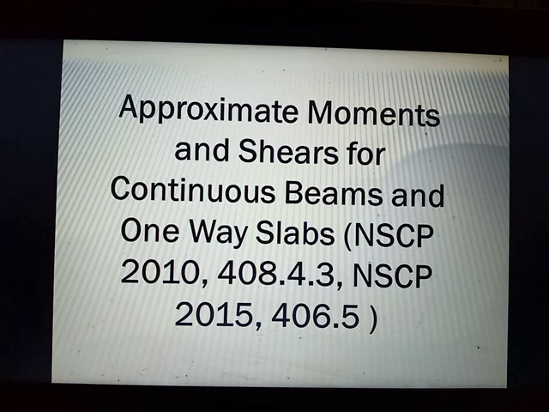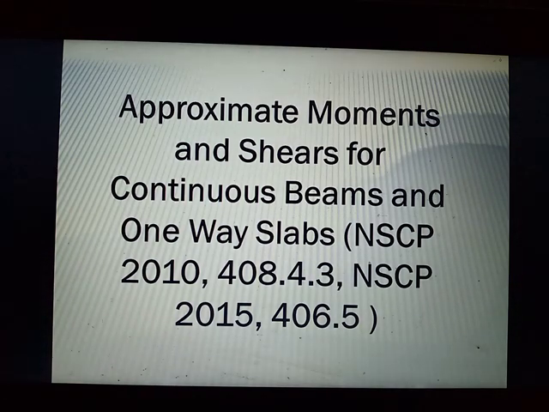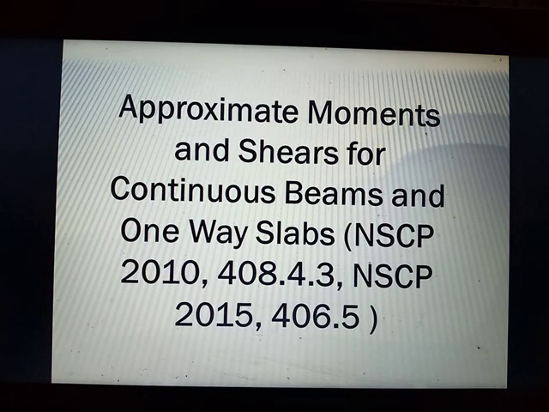So today we will be discussing a certain topic on structural theory. It is called approximate methods for moments and shears for continuous beams and one-way slabs. It can be found in NSCP 2010, 408.4.3, and in the latest version of the National Structural Code of the Philippines, 2015, 406.5.